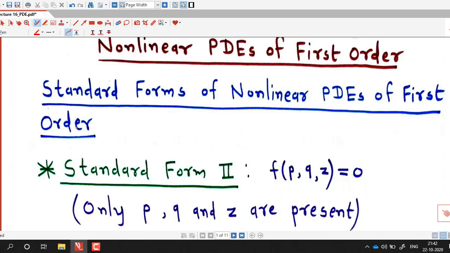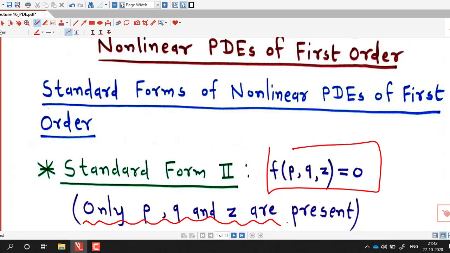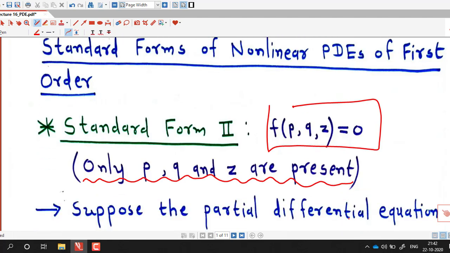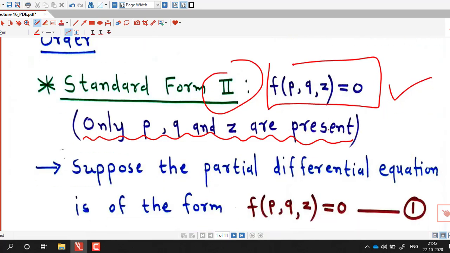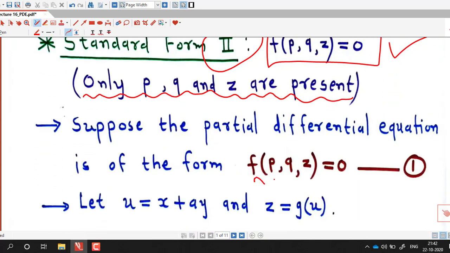And this standard form is those type of partial differential equations in which only P, Q and Z are present. That means X and Y are absent. So if only P, Q and Z are present, then we can write our partial differential equation in this form: function of P, Q, Z equal to 0. So let us see how to find out complete integral if our partial differential equation is in standard form 2, that is function of P, Q and Z equal to 0. So suppose the partial differential equation is of this form.